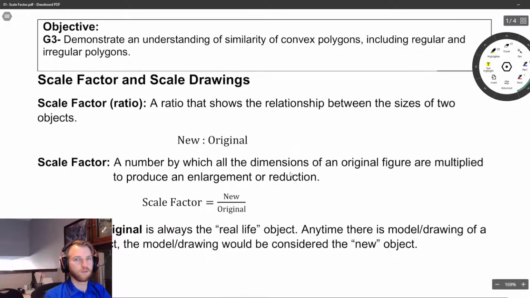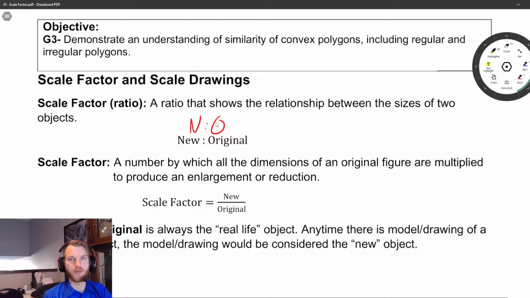that. So a quick review is that the scale factor is showing the relationship between two different objects, like the size of one compared to the other. We can write it as a ratio, and it's always comparing the new to the original. It never goes original to new. We're always going to write it in that way first. So often I'll write it for short, like N to O, for new to original.